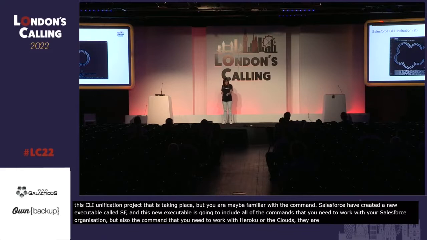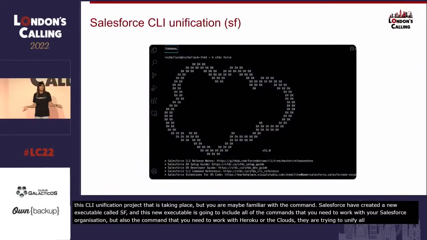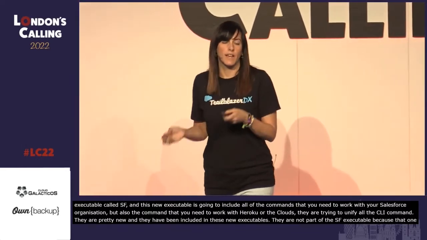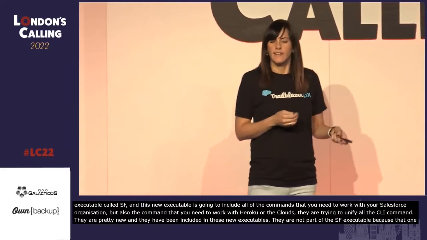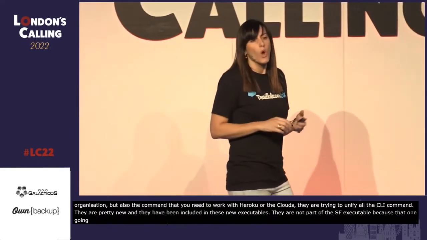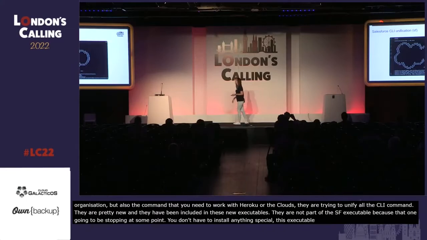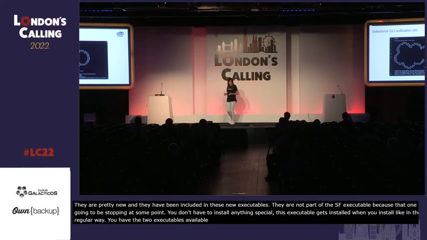As the Salesforce Functions commands are pretty new, they have been included in this new executable. They are not part of the sfdx executable because that one is going to be deprecated at some point, and they are part of the sf executable. We are going to see that it is very similar. You don't have to install anything special. This executable gets installed when you install the Salesforce CLI in the regular way, and you will now have the two executables available for some time, the sfdx one and the sf one, okay?